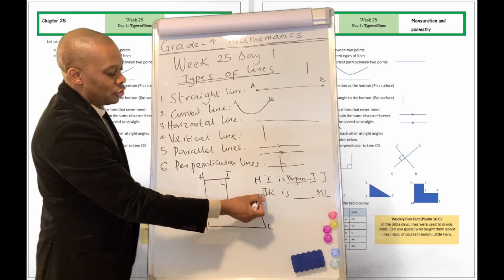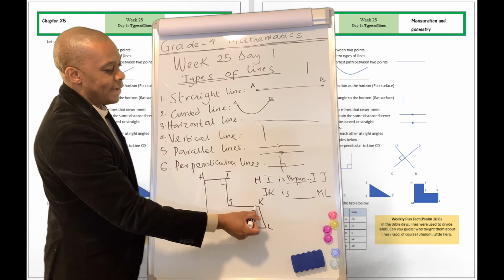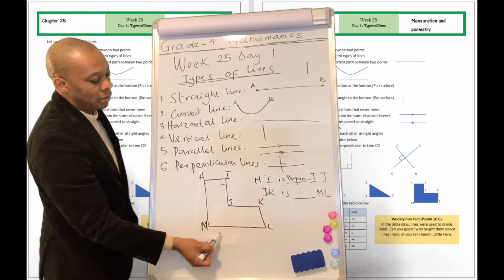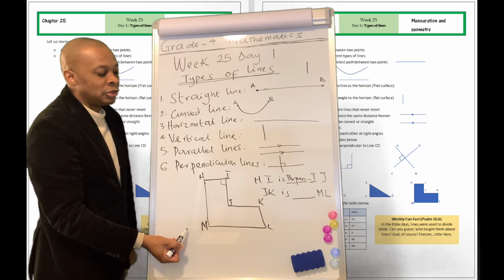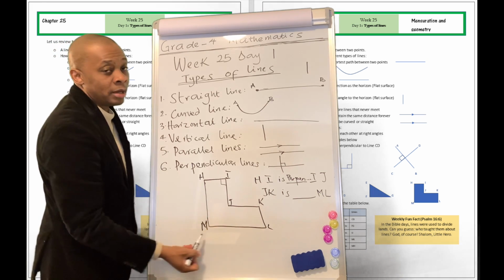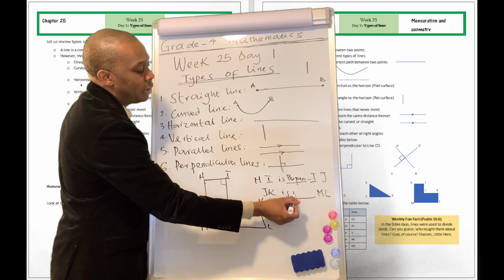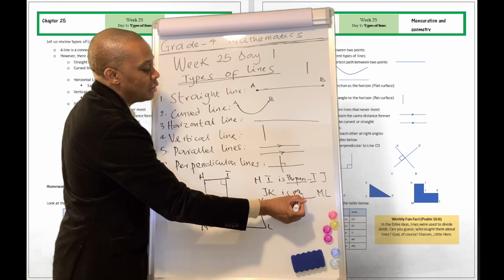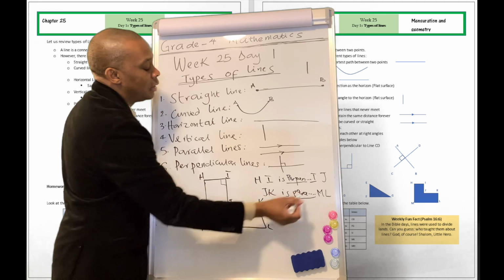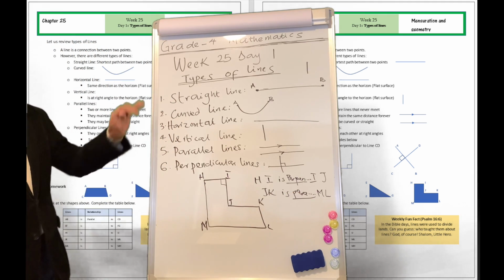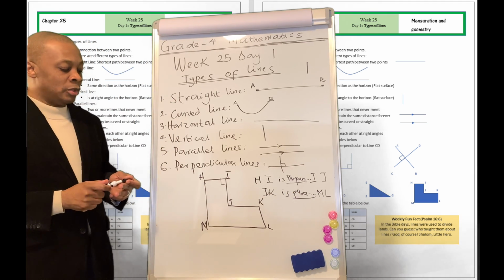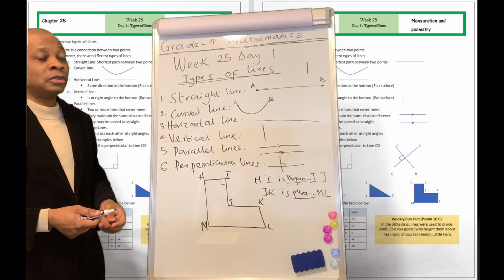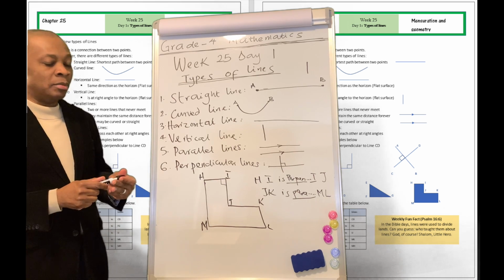What about line JK and line ML? What's the relationship between line JK and line ML? Well, that's going to be parallel. You can see that they will never meet, okay? Parallel lines. So just a quick refresher on what we talked about, and there are different types of lines as well that we're going to be talking about at a much later date.